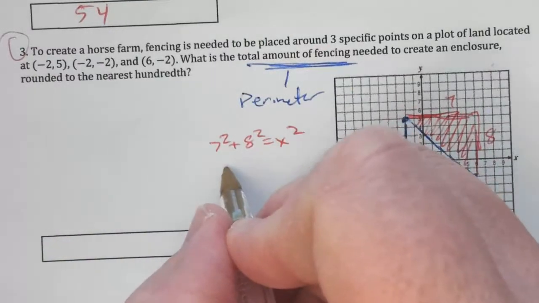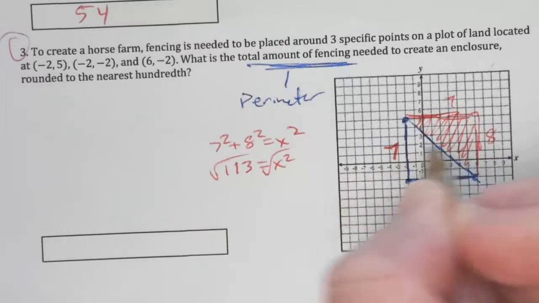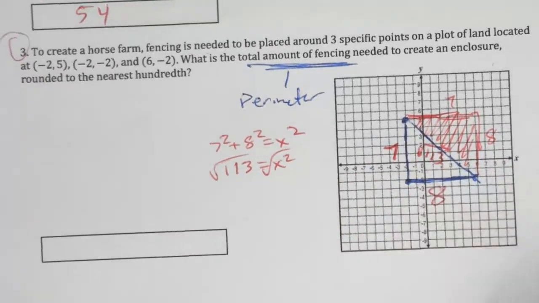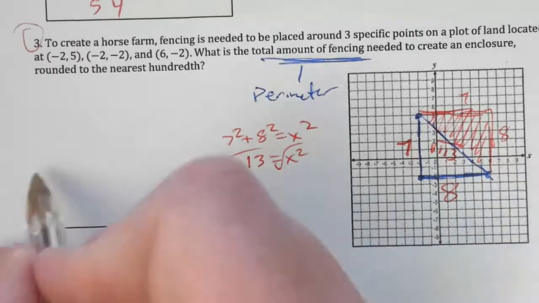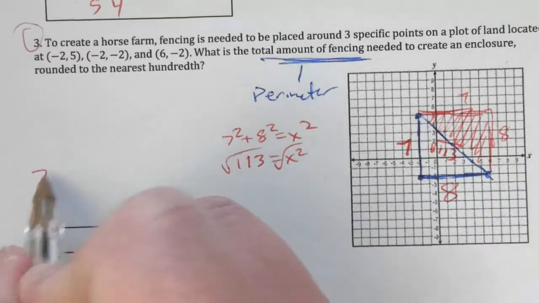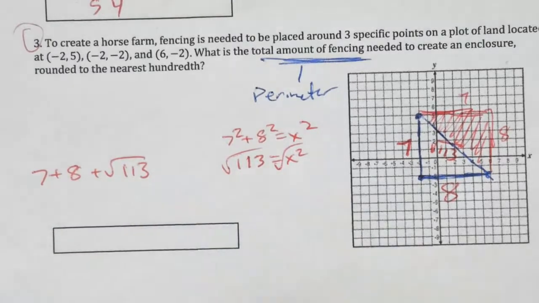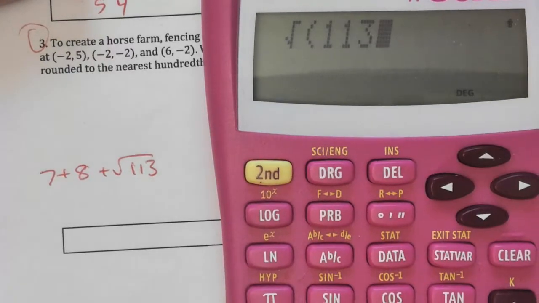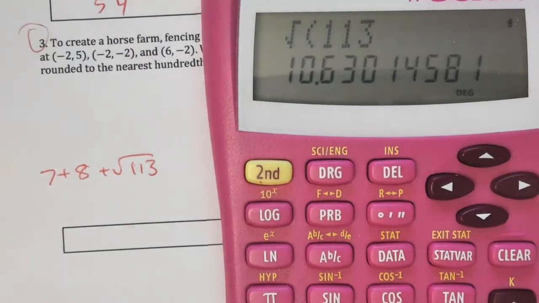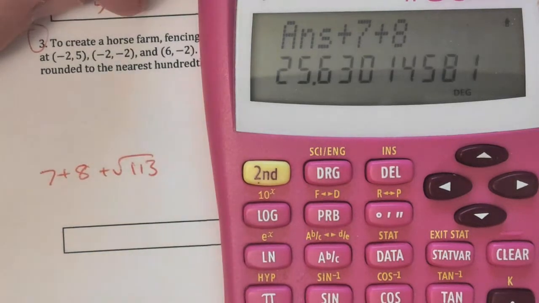And we get 113 equals x squared, which we can just square root. So this right here is the square root of 113. All right, to find the perimeter, all we have to do is add all that together. So 7 plus 8 plus the square root of 113. So I'm just going to do the square root first. So the square root of 113, which is a nice ugly number, right? So plus 7 plus 8, and I pop out with this number.